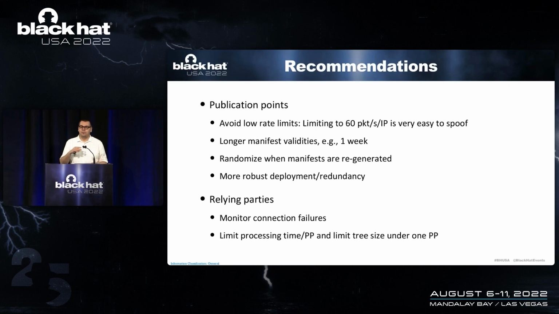And what the implementers of relaying parties can do, and they have already done that in some ways, is consider limiting the processing time they spend on one publication point or on a malicious attacker repository. An attacker repository can otherwise use up all the resources of the relaying party and make it not do its work for the other repositories.